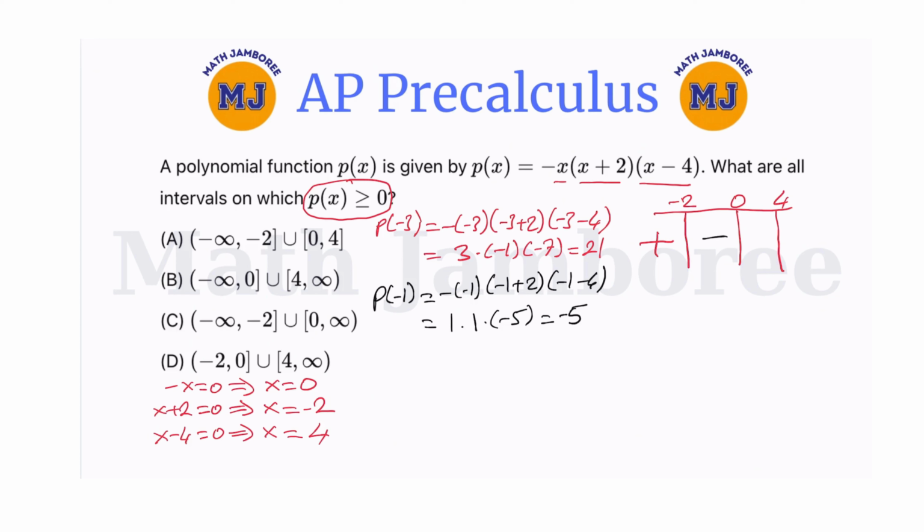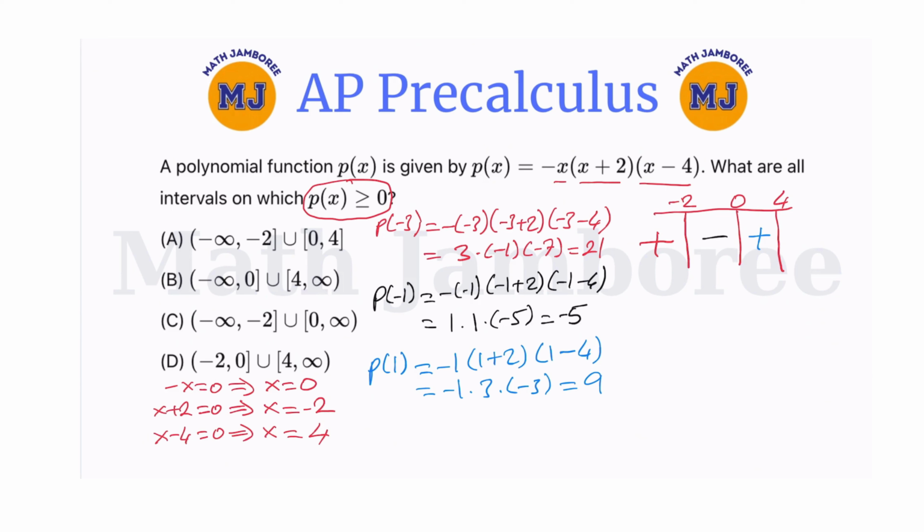And between 0 and 4, let's use the value 1 for the x. I'm going to use a different color pen. Let's use p of 1. Negative 1 times (1 plus 2) times (1 minus 4). So this becomes negative 1 times 3 times negative 3, which is positive 9. So the sign is positive here.